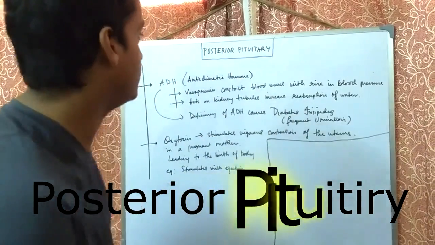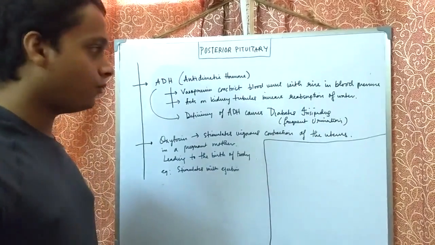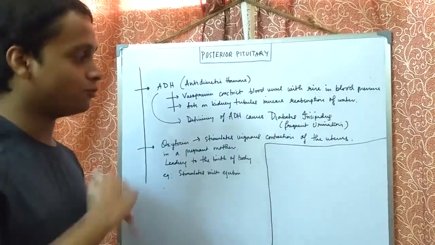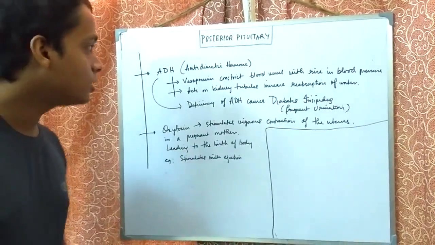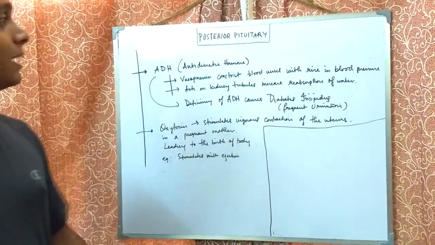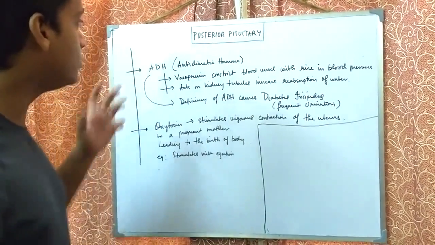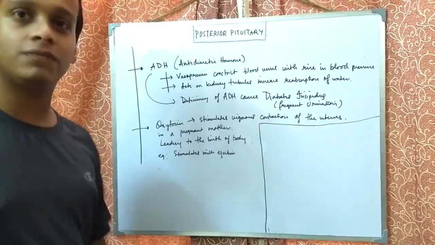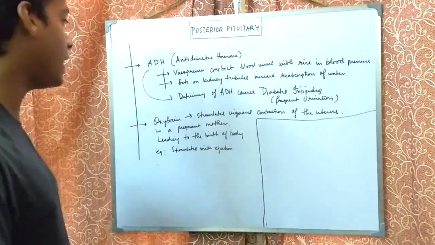The posterior pituitary. We know that the pituitary gland has two lobes, one the anterior pituitary and the other the posterior pituitary. You can see the diagram of the pituitary again here. Now we are going to discuss the posterior pituitary, and what we need to discuss are the hormones. There are two hormones that we will discuss in the posterior pituitary, that is antidiuretic hormone and oxytocin.